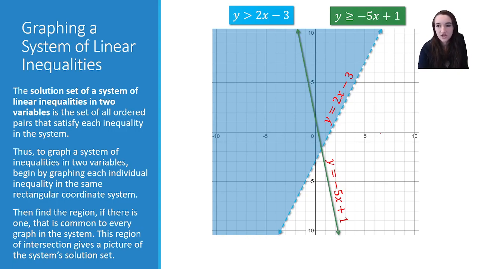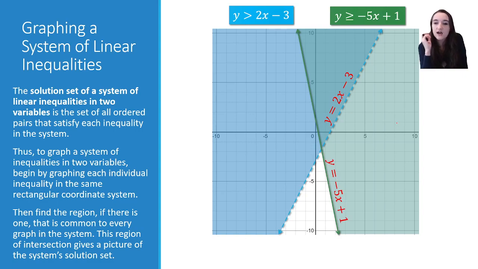Then I check a test point. Doesn't matter where, just pick some test point. In this case, we don't go through 0, 0, so I'm going to plug that in. 0 greater than or equal to 0 plus 1. Is 0 greater than or equal to 1? No, of course it's not. 0 is not greater than 1. So I'm going to end up coloring in the right side.